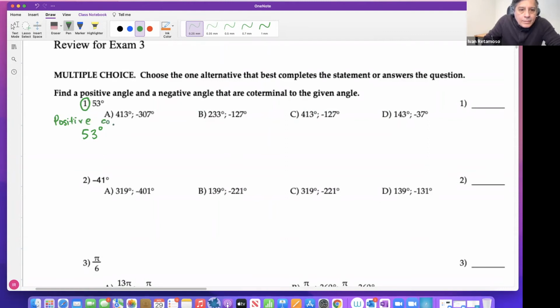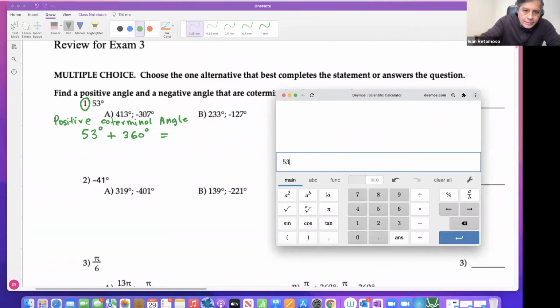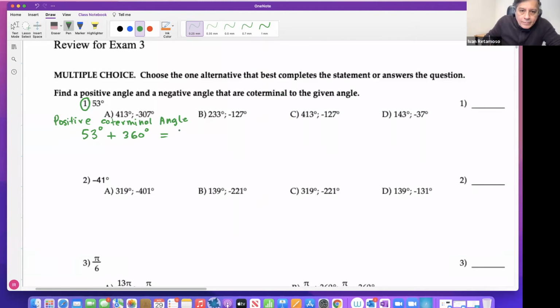53 plus, in order to get the positive coterminal angle, we add 360 degrees, right? If you add 53 plus 360 degrees, take your scientific calculator, do this. 413, okay? That should be the positive coterminal angle.